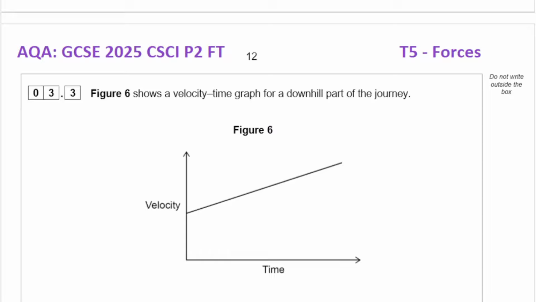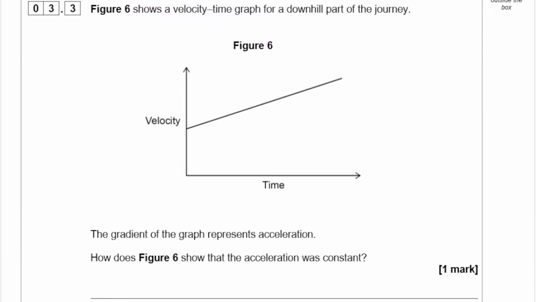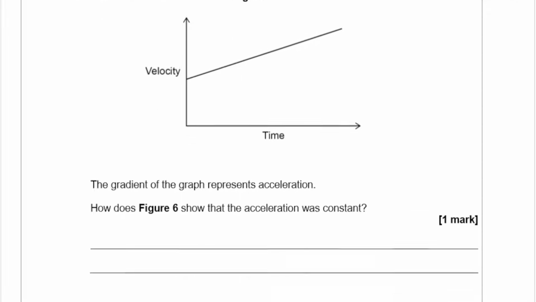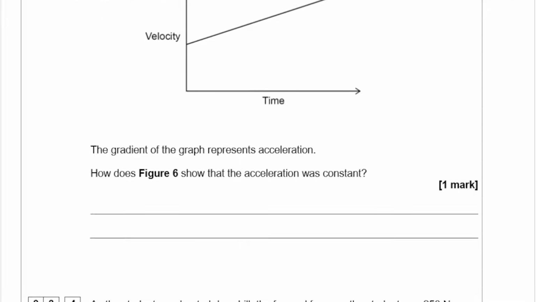Figure 6 shows a velocity time graph for a downhill part of the journey. Now, the velocity time graph is a straight line, but it's actually going straight up. The gradient of the graph represents acceleration. How does figure 6 show that the acceleration was constant? Now, the reason it is constant is because it's a straight line, right?